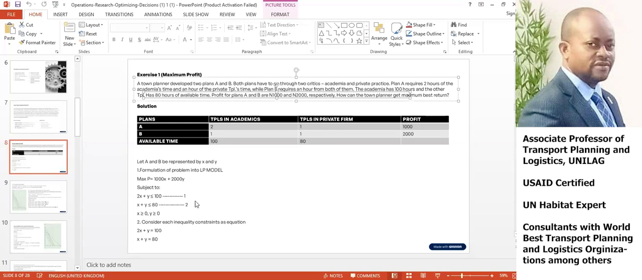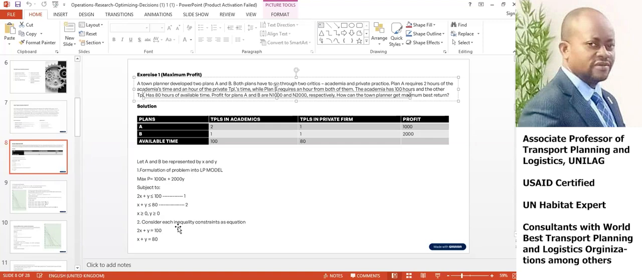Okay, so we are writing our linear equation now. So now what you do is x greater than or equals to 0, comma y greater than or equals to 0. This one is just to draw a straight line at the end of the day when we are plotting. Now, the second thing, what we have done here is to formulate the problem into a linear programming model. That's what we have done here.